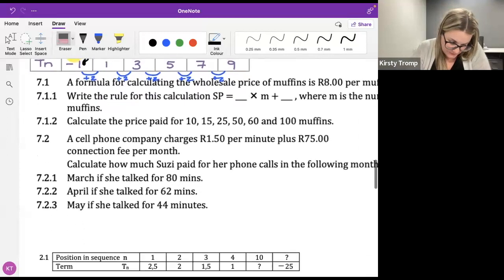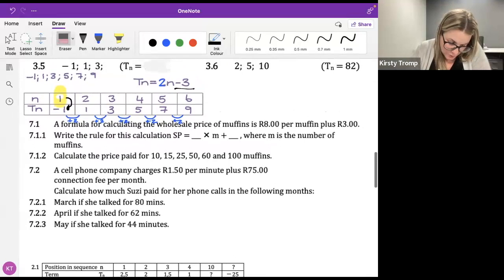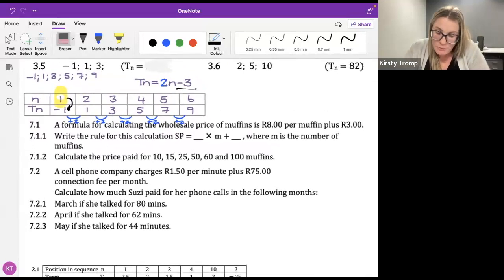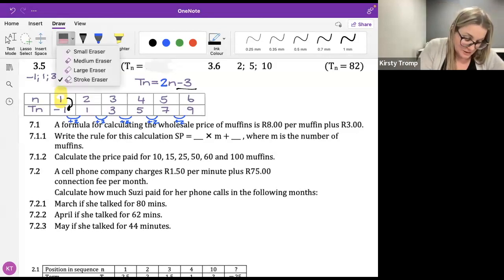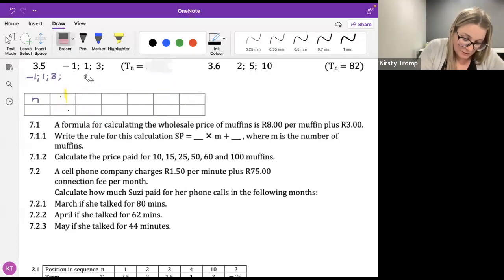Okay. So the question says, a formula for calculating the wholesale price of muffins is 8 rand per muffin plus 3 rand. Write the rule for this calculation. So selling price equals something times by muffins plus something else, where M is the number of muffins. So I'm going to read it again. A formula for calculating the wholesale price of muffins is 8 rand per muffin plus 3 rand. Write the rule for this calculation. Selling price is equal to something times by M plus something, where M is the number of muffins.